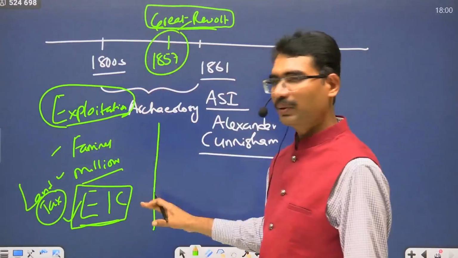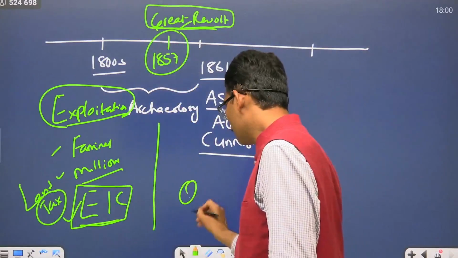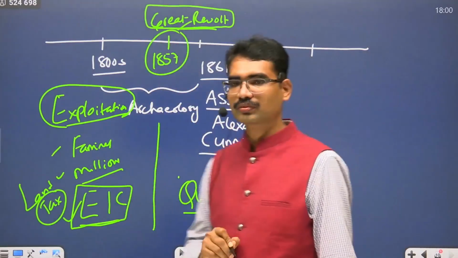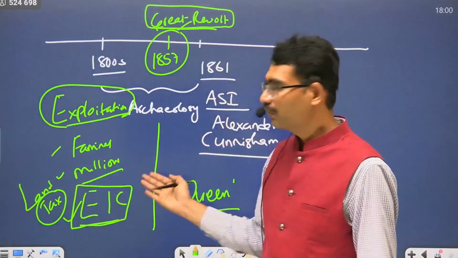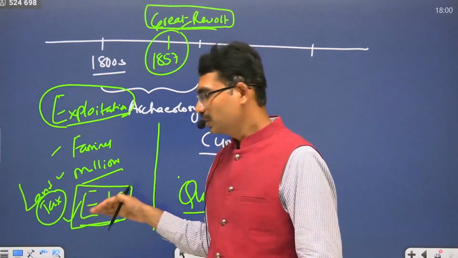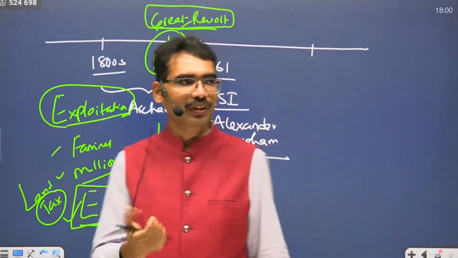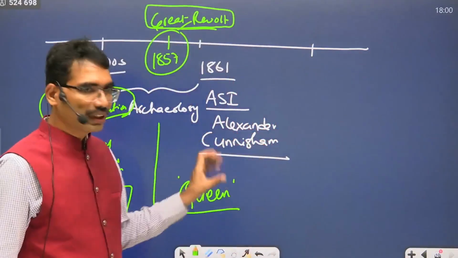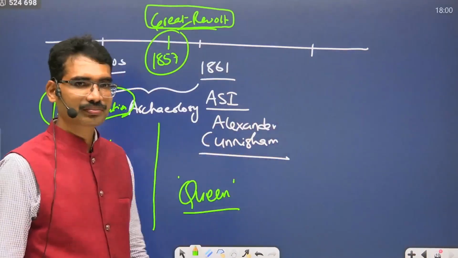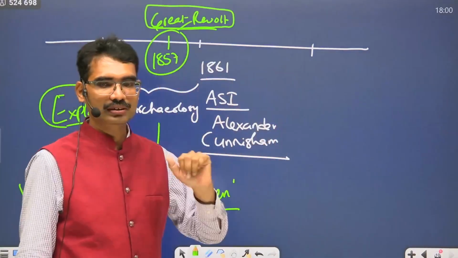Great revolt, exploitation. Now, at this time, Queen was there, Queen Victoria. Queen Elizabeth was the one who gave charter to East India Company in 1600, Queen Victoria. Now, India's rule or Indian administration came under Queen, 1858 onwards.